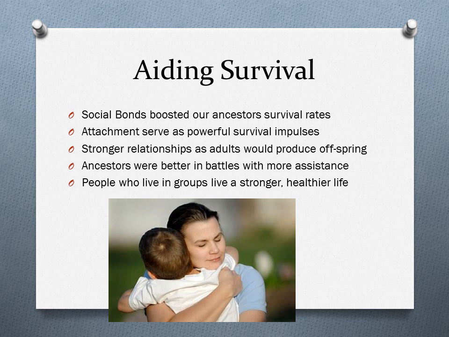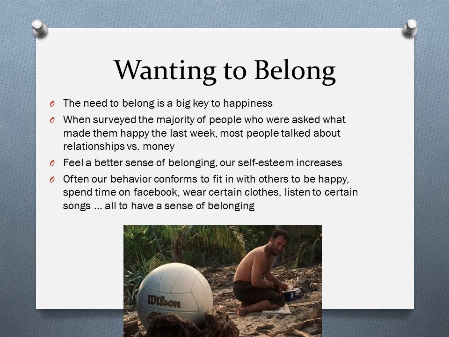Okay, stronger relationships as adults would produce offspring. So those people who had stronger relationships, when we mature and are adults, we're more prone to have kids and have that survival instinct there. Ancestors were better in battles with more assistance. So obviously, if they were in a group setting, they were more prone to survive in that sense. People who live in groups live a stronger and healthier life, and that is seen in numerous societies. So we want to belong. Not only does it aid in survival, but we also want to belong.